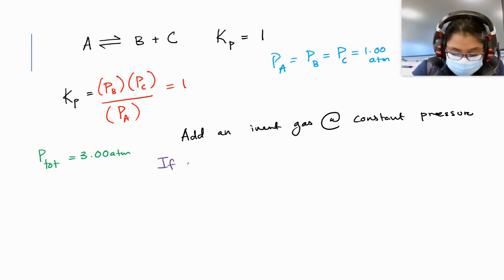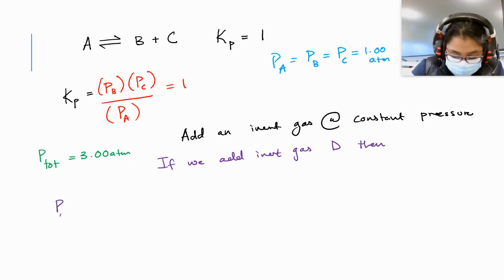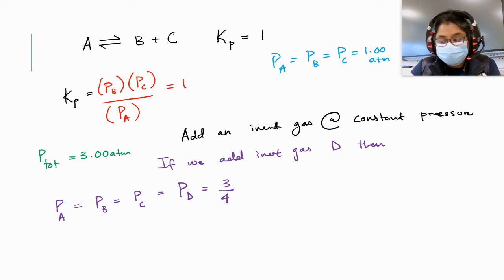If we add inert gas D, like xenon or something, okay, then the partial pressure of A is going to be reduced. So is the partial pressure of B. So is the partial pressure of C, to accommodate for the partial pressure of D. Because the total pressure has to be 3 atm, A, B, and C got reduced to accommodate for the fact that the total pressure is still 3 atm.